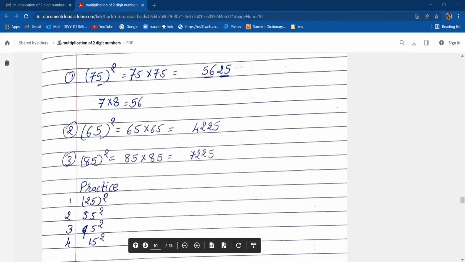Let's do one more question. 65 square. So what you will do now, do it orally. 5 square will be 25. Put it here. And 6 will multiply with its next consecutive number. So 6 sevens are 42. So 4225. Then same way 85. So 5 square is 25 and 8 nines are 72. So 7225. Very simple method.